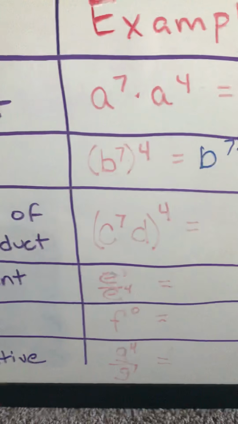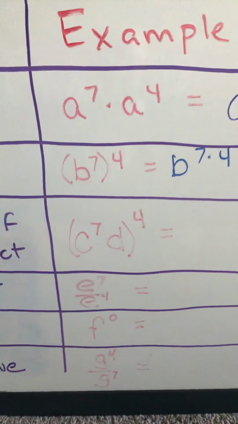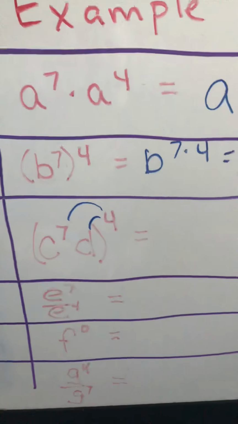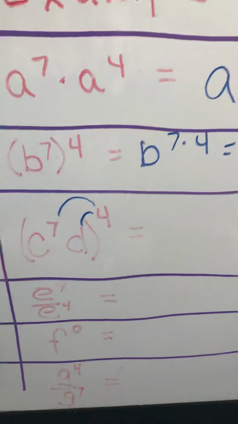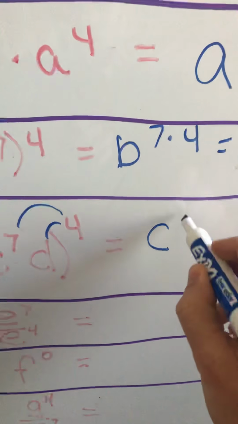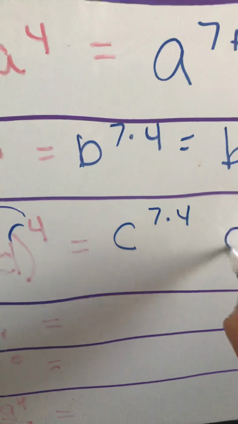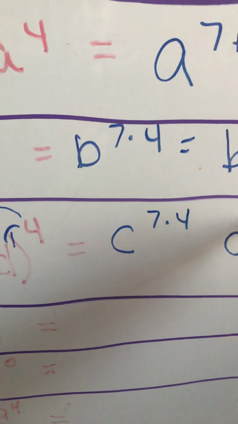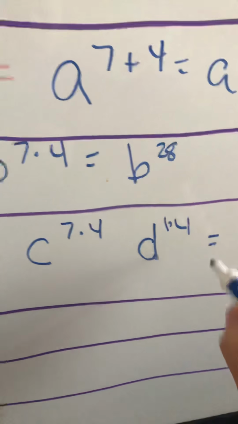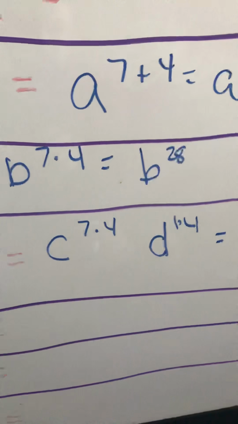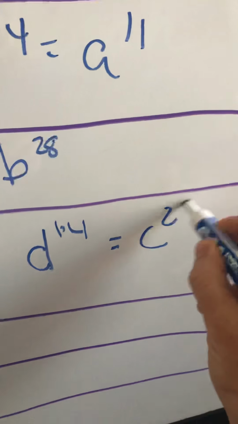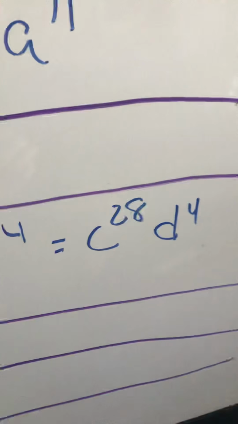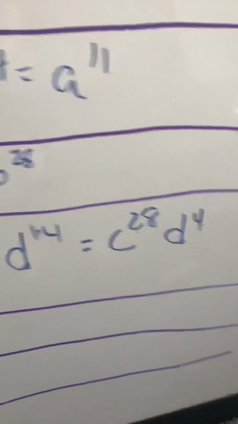For the power of a product rule, we're going to take the number that's on the outside of the parentheses, and we're going to distribute it to the numbers that are inside the parentheses, and we're going to multiply. So c is going to be to 7 times 4, and then the d, since there's no exponent here, there's an imaginary 1, that'd be 1 times 4. So when we do that with our c, 7 times 4 is 28, so we're going to get c to the 28. And then when we take our d, we have 1 times 4, and that's just going to give us 4. So the final answer would be c to the 28th times d to the 4th.